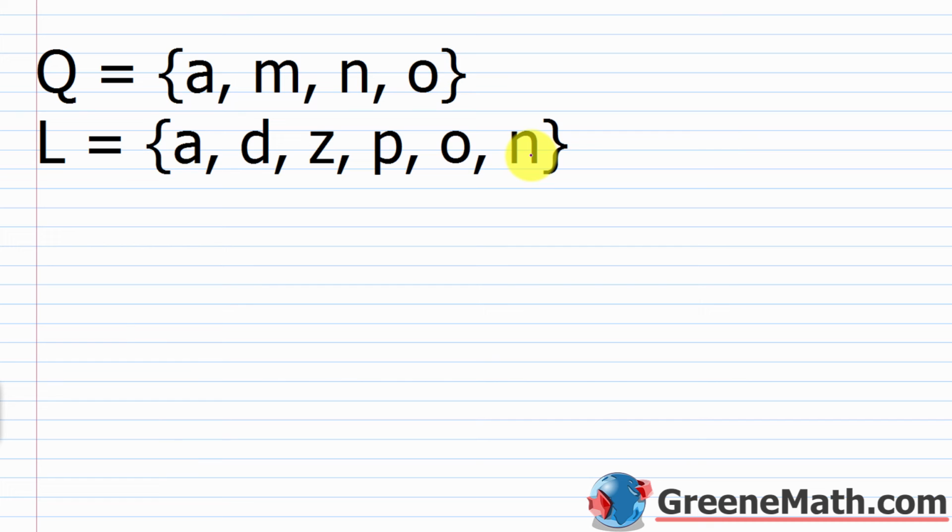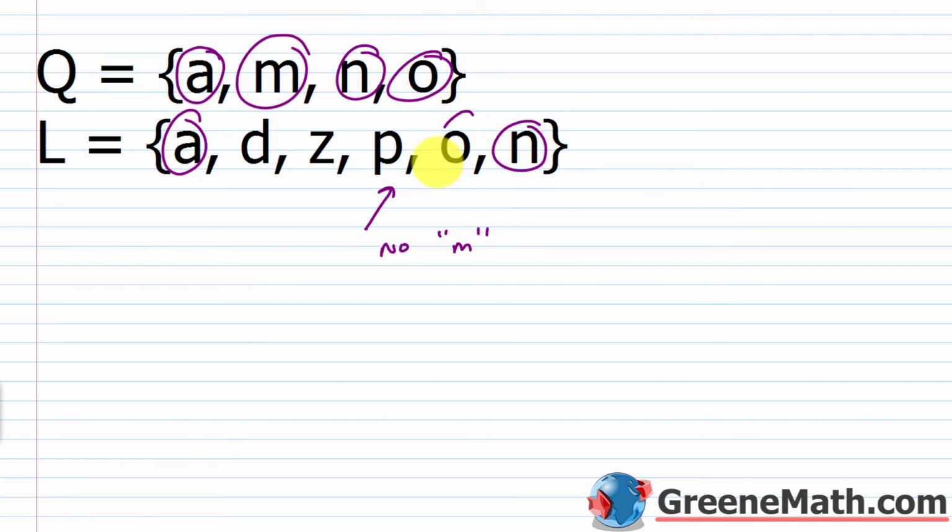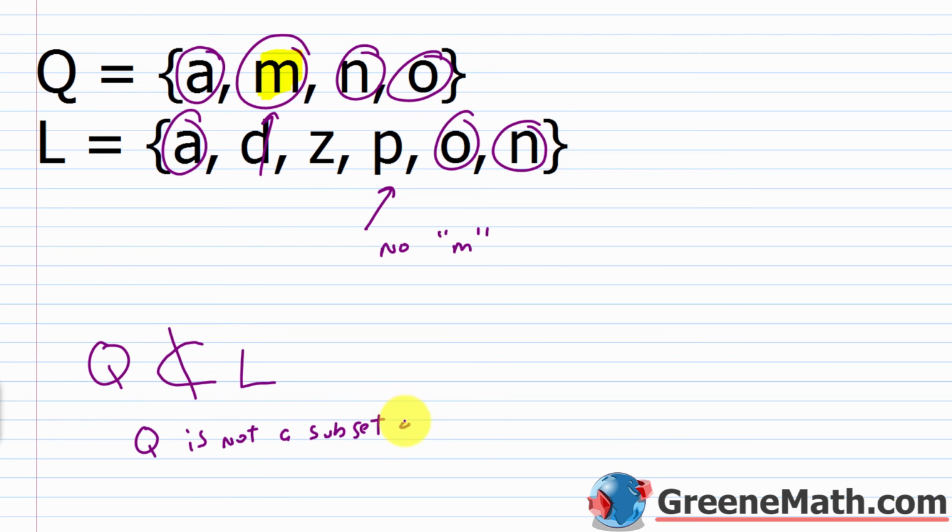Well, no, it isn't. And the reason is, this has A and this has A. This has M, this doesn't have M, so no M. This has N, and this has N. And then this has O, and this has O. But because it's missing this M here, it's not a subset. For something to be a subset of another, it's got to contain all of the elements. You can't be missing something. So Q is not a subset of L.